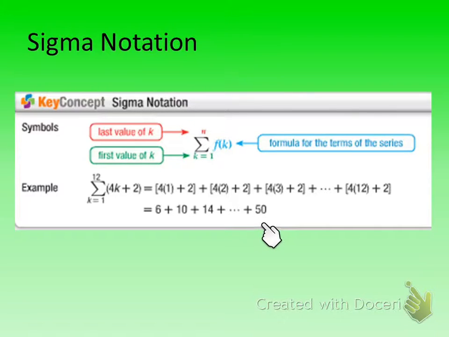That's the parts. Please don't freak out on me. By no means are you going to figure out every single term in between these dots and then add them all up. That's not what we're doing here. You do not have to go 4 times 1 plus 2 is 6, 4 times 2 plus 2 is 10, get them all and then add them all together. Good Lord, what a waste of your and my time.